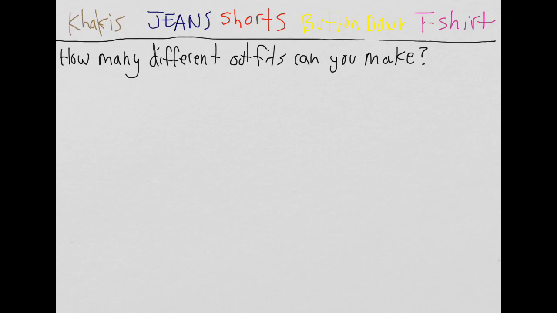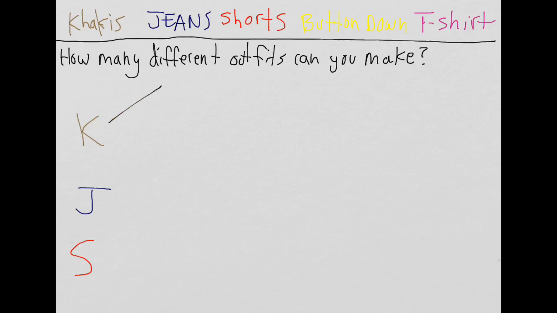So one way to approach that question is to make yourself a list, make yourself a tree diagram, kind of similar to the chart we used the other day. If you think about the options for pants, we can make ourselves a list. I can either wear khakis, or I can wear jeans, or I can wear shorts. So those are my 3 options for pants.